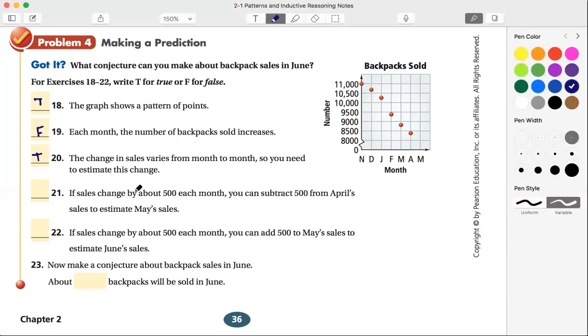If sales change by about 500 each month, I could subtract 500 from April sales to determine May sales. That's true. If sales change about 500 each month, you can add 500 to May sales to estimate June sales. That's false. That's going in the wrong direction. So let's make a conjecture. So if April is around 8,500, and I subtract 500 to get around 8,000 for May, and I subtract another 500, I'm going to get approximately 7,500 backpacks sold in June. So I just made an educated guess to figure that out.